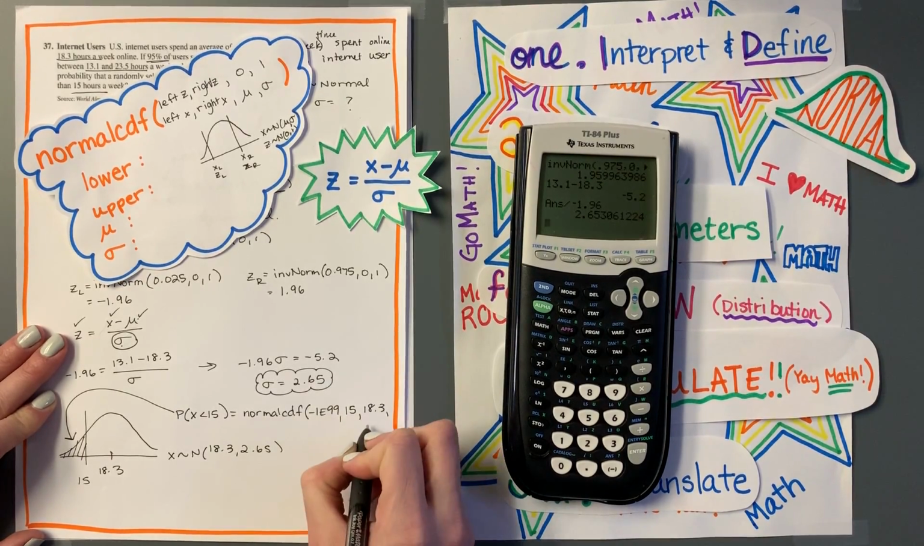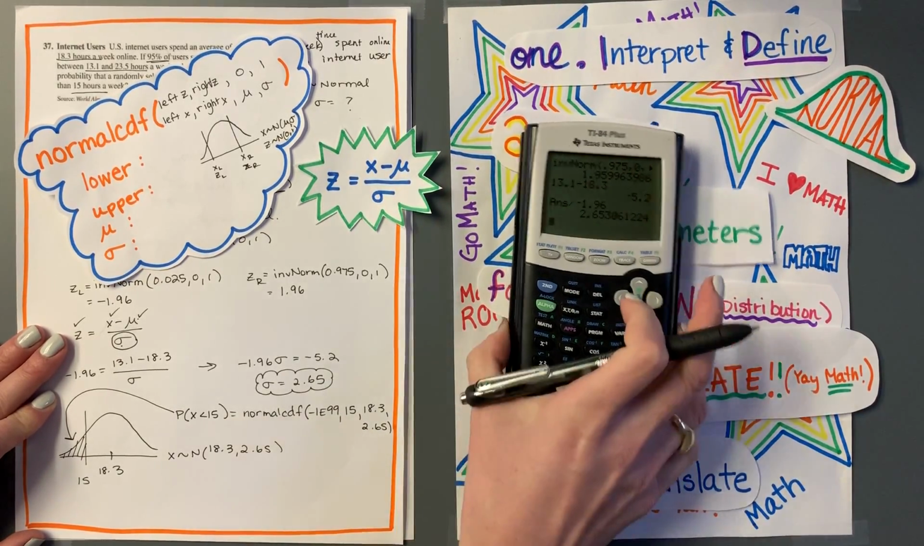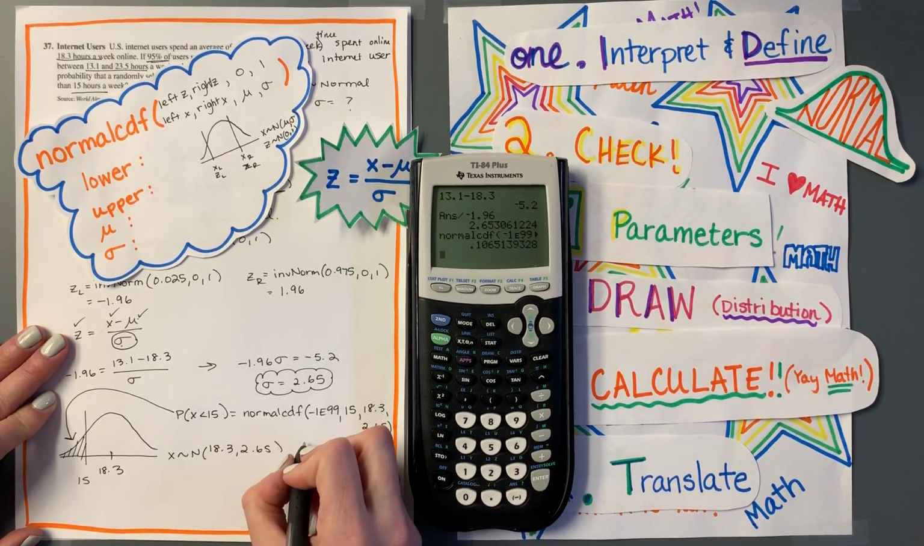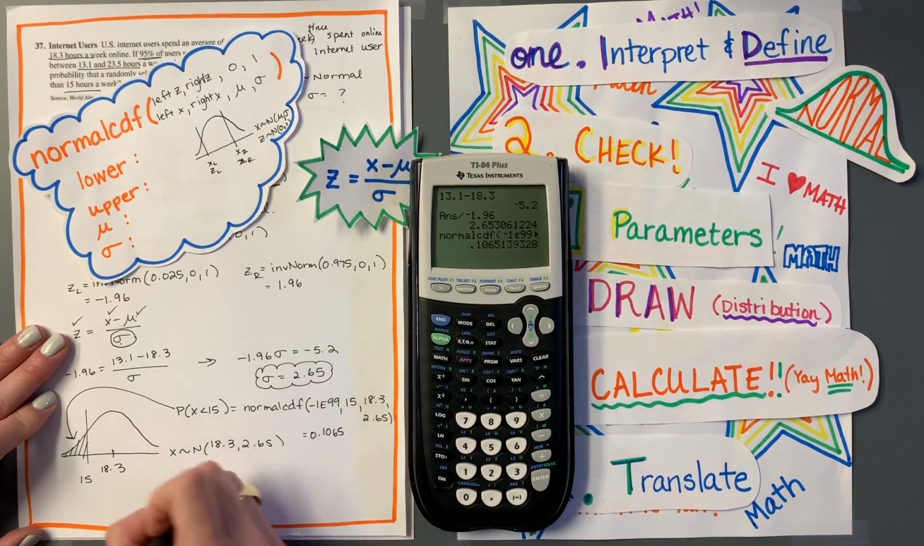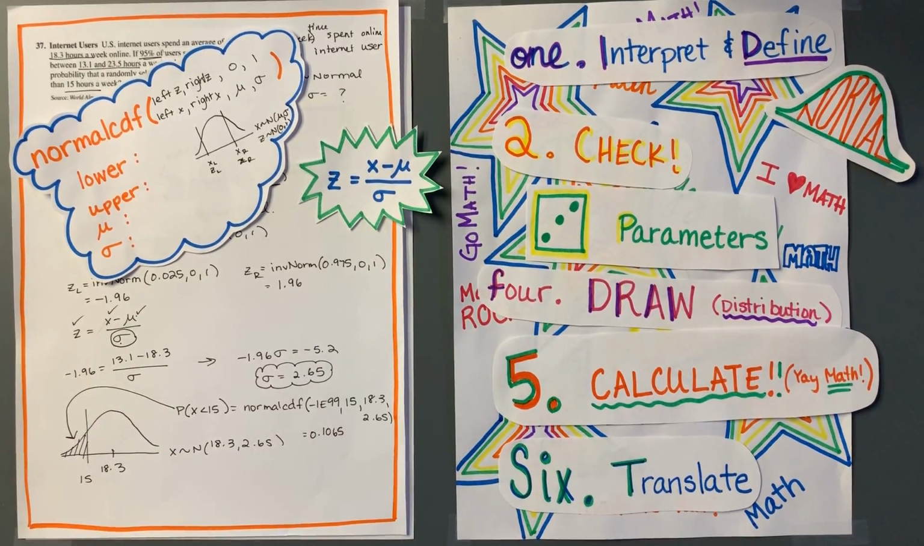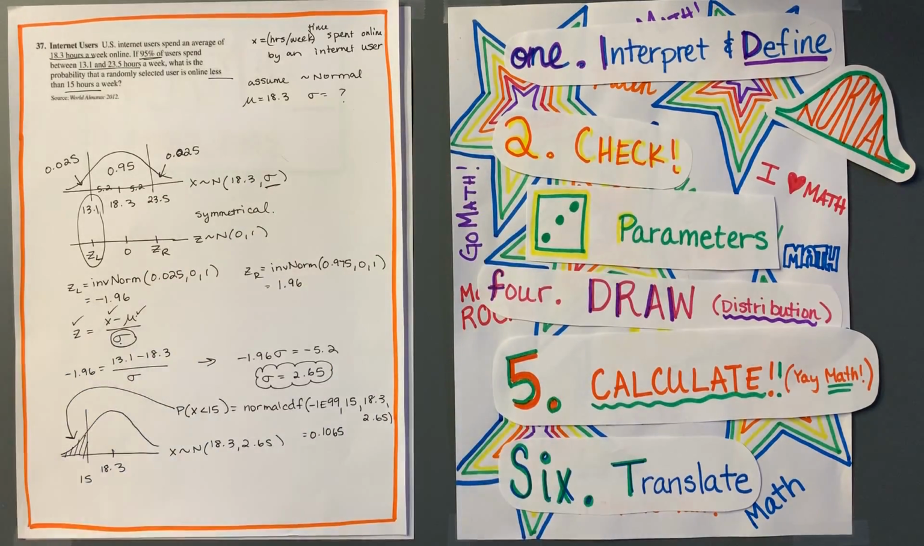The mean is 18.3, and the standard deviation is 2.65. Negative 1e99, 15, 18.3, 2.65. And that gives me 0.1065. So what this tells me, I now have found the probability that answers my question, so I'm finally able to move on to my translate step.